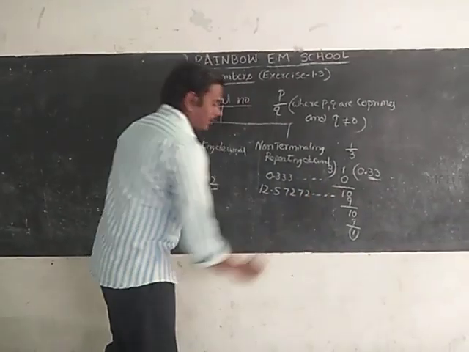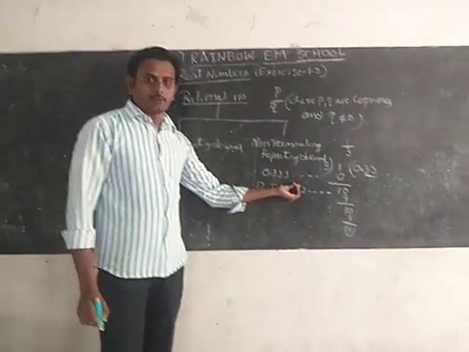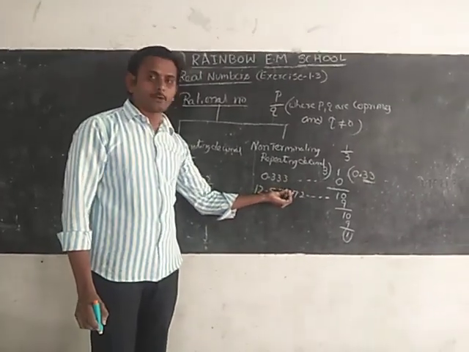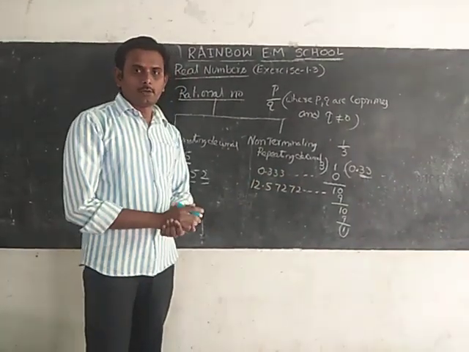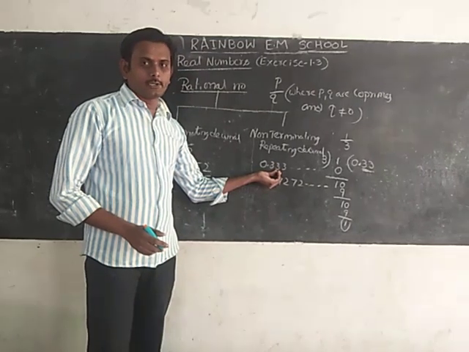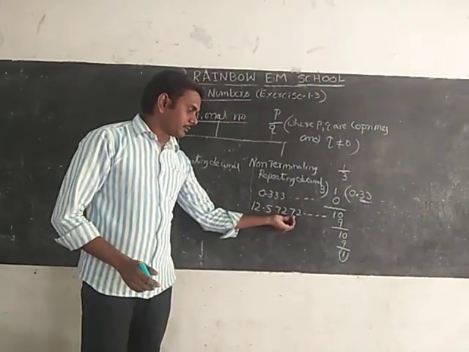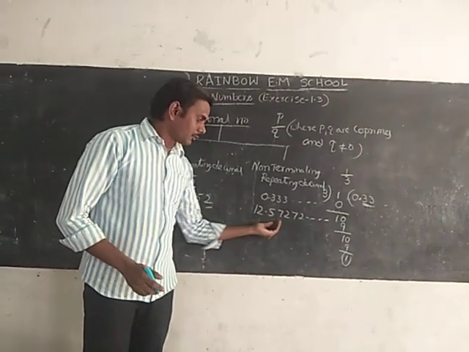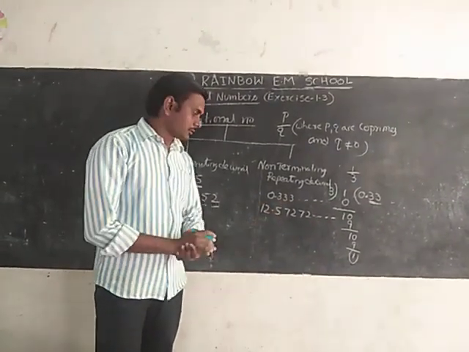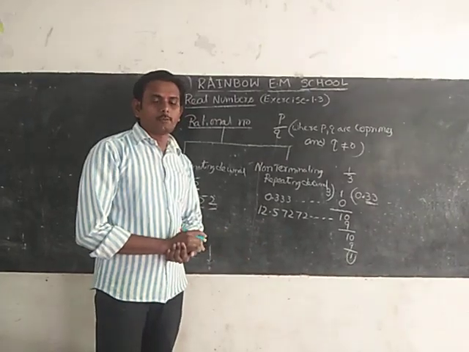12.57272 and so on. Here 3 is repeating. How many digits are there after the point? We can't say. So these are not finite. Similarly, in this example also 12.5727272, here so many digits are there. 72 will be repeating. So this is called the non-terminating decimal.